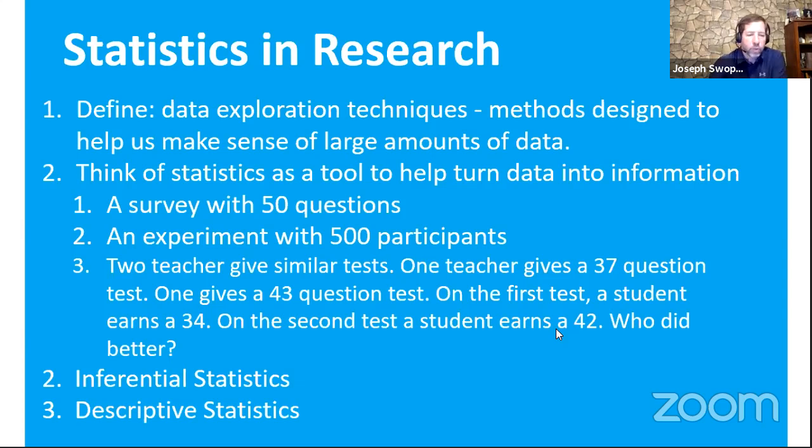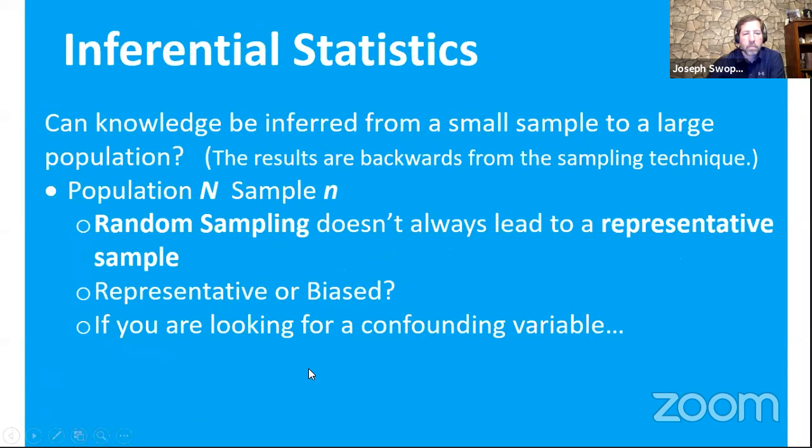The two types of statistics we're going to get into today are inferential statistics and descriptive statistics. Okay, so right now, mentally make a note, we're going to subdivide into two major categories today. Inferential statistics, ready? Can knowledge be inferred from a small sample to a large population? I'm going to reread that because it's really important. Can knowledge be inferred from a small sample to a large population?